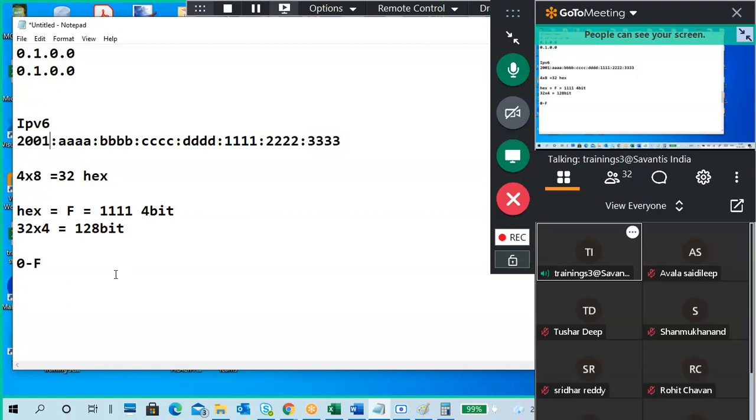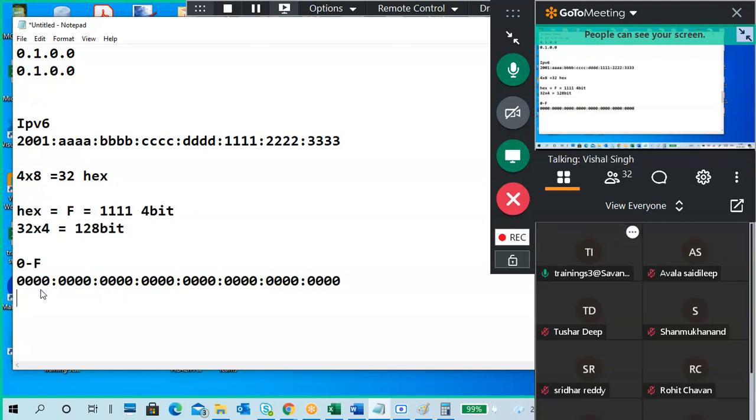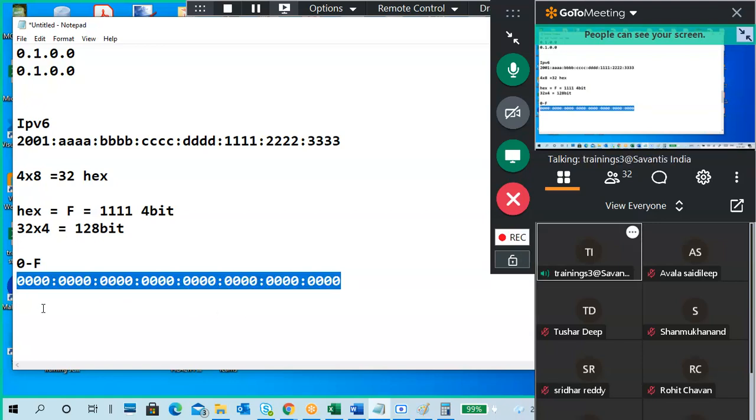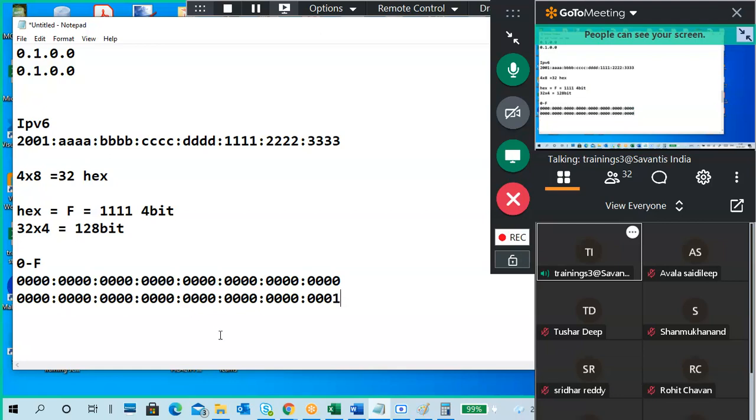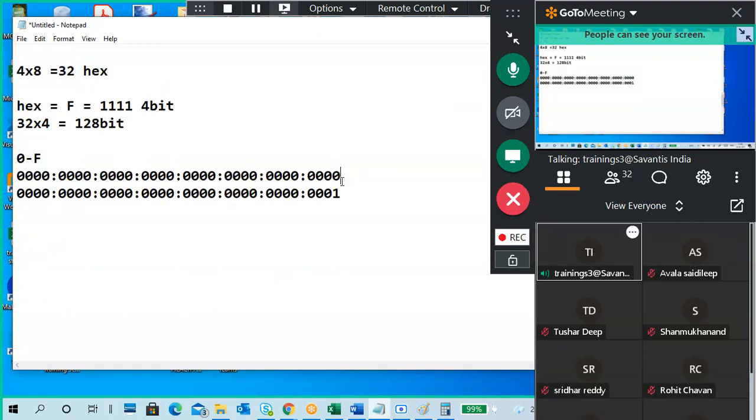Each block is like this: 0 0 0 0. Starting one. I don't like IPv6 for writing purposes, 32 digits you have to type. So what is the next number? This is the next number. All zeros, then 1, 2, 3, like that.